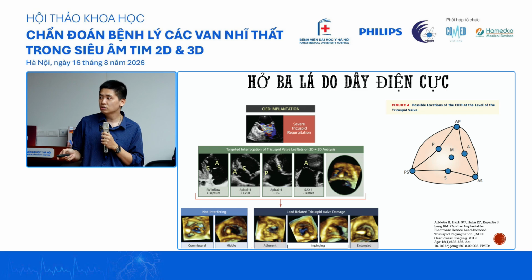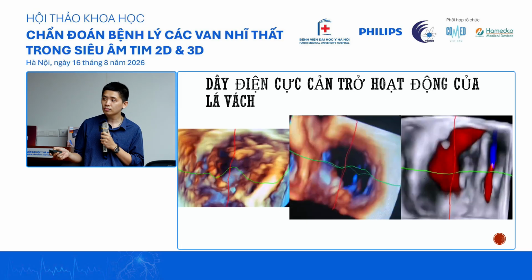CIED leads are also something that we now separate into their own category, because we need to know if the lead actually has an effect on the function of the tricuspid valve. We have sometimes non-interfering leads and sometimes it could be adherent, impinging, or entangled with the valve. Usually we have a lot of places where the lead can stay. It could be in a commissure, right in the middle, or on the valve.